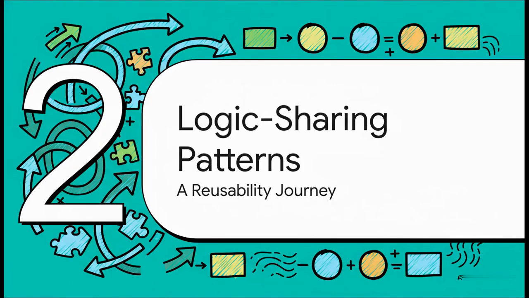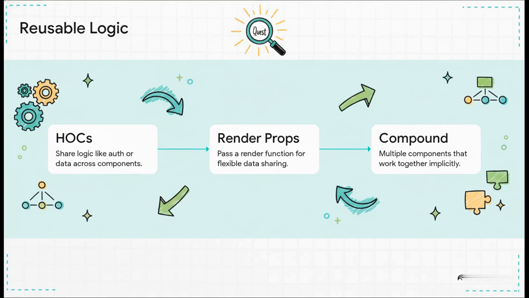All right, so once you've split your logic and UI, the next big problem comes up pretty fast. How do you reuse all that great logic? This next section is kind of a fun journey through how the React community tried to solve this exact problem. So the community went on this big quest for the perfect way to share logic. And it led to these three really clever, really powerful patterns: higher order components, or HOCs for short, then came render props, and finally, compound components. Each one was a different attempt to crack the same nut.